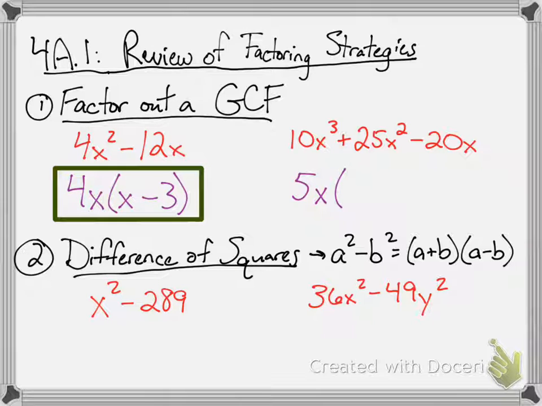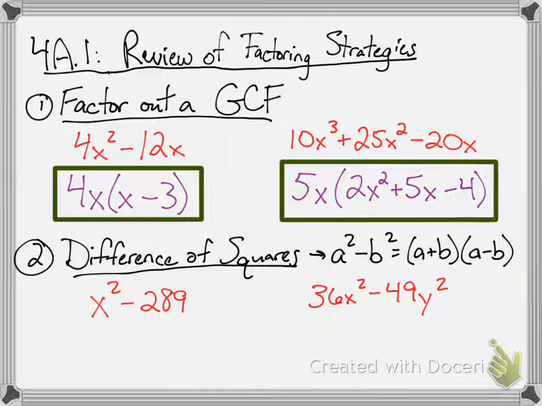From here, we're going to divide away that 5x. So we'll start with 10x cubed divided by 5x. 10 divided by 5 is 2. X cubed divided by x is x squared. 25x squared divided by 5x. 25 divided by 5 is 5. X squared divided by x is x. And then last but not least, negative 20x divided by 5x. Negative 20 divided by 5 is negative 4. X divided by x cancels, so we close it off. And that is finished and factored. So that is how you factor by using the GCF strategy.